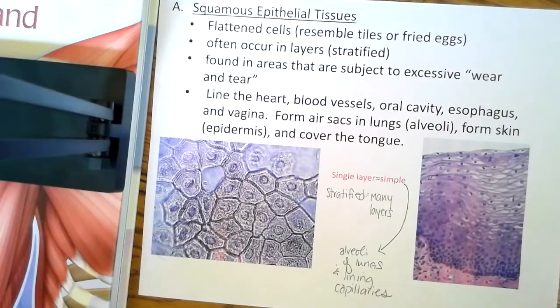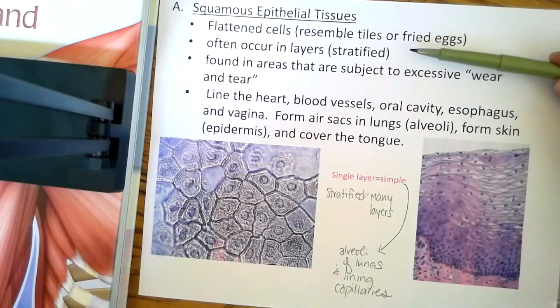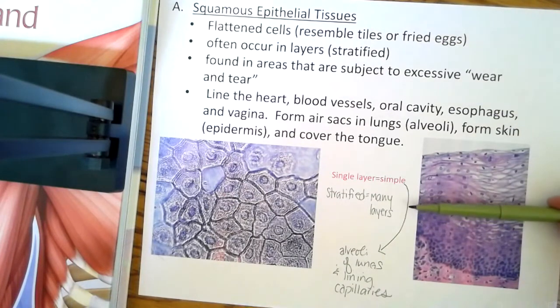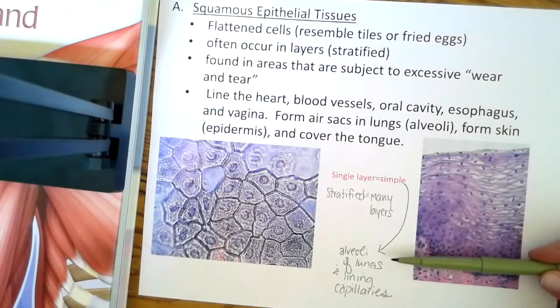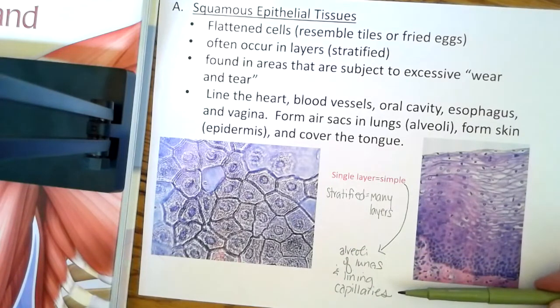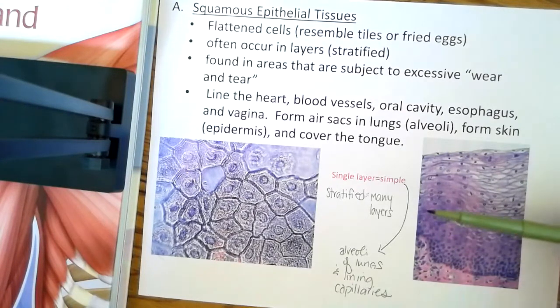Before I even start on just squamous tissue in general, notice this says stratified, occurring in layers. I wrote that down here as well. Squamous tissue can either be simple, where it's a single layer of tissue, such as in the alveoli of the lungs and lining the capillary beds. That's because we need rapid exchange of oxygen and carbon dioxide going in and out of tissues, so that can happen really quickly over a single layer, okay?